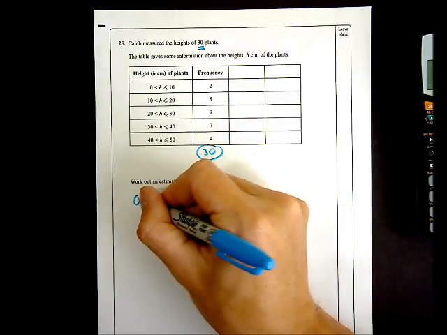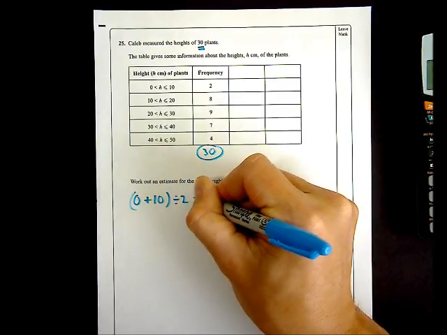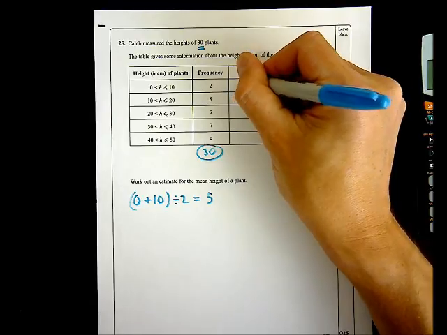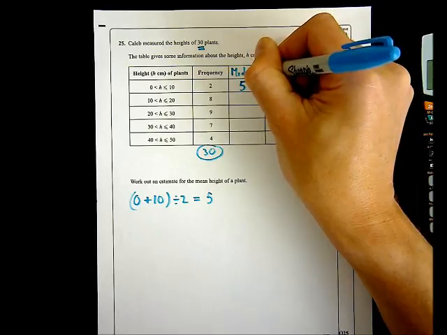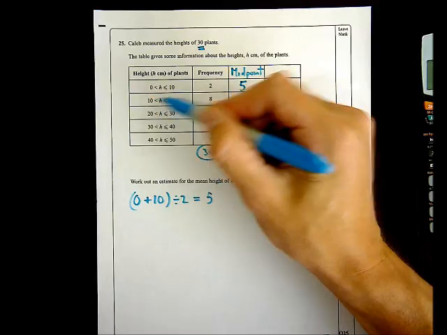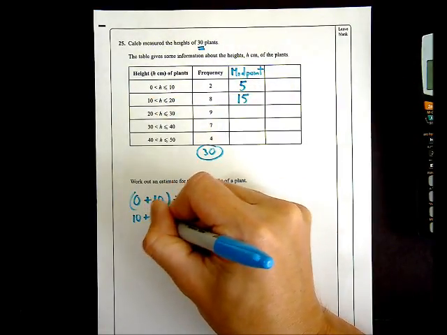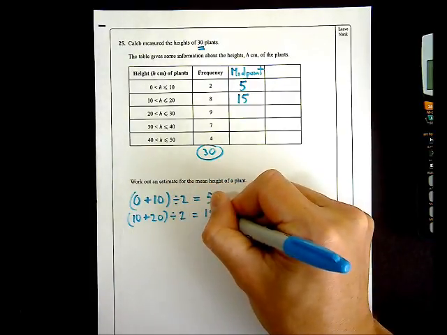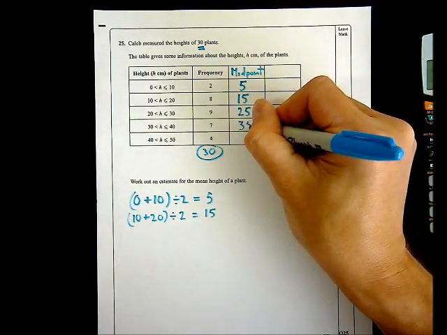And to do that, I'm going to add 0 and 10 up, and then I'm going to divide by 2. So 0 and 10 added together will be 10, divided by 2 will be 5. So an estimate for the height of these plants will be 5 centimetres, and this column is called the midpoint. Now obviously you don't have to add them up to find the midpoint, you can do it without. So I know the midpoint of 10 and 20 is 15. Again, if you weren't sure, you can add up the 10 and the 20 and then divide by 2, and that would give me 15. And I'm going to keep going down, 25, 35, 45.